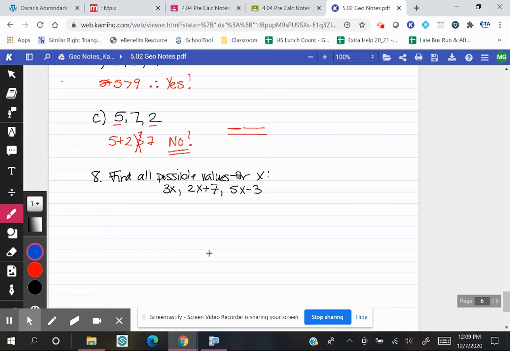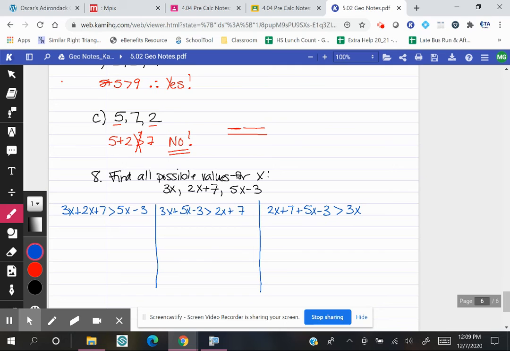So we have to set up our three different inequalities like we did in number 1. So we're going to take 3x plus 2x plus 7. The sum of those two sides has to be greater than the third. Then I'm going to take 3x plus 5x minus 3. The sum of those two sides must be greater than the third side. And then the last two sides, 2x plus 7 plus 5x minus 3 has to be greater than our third side, which is 3x.